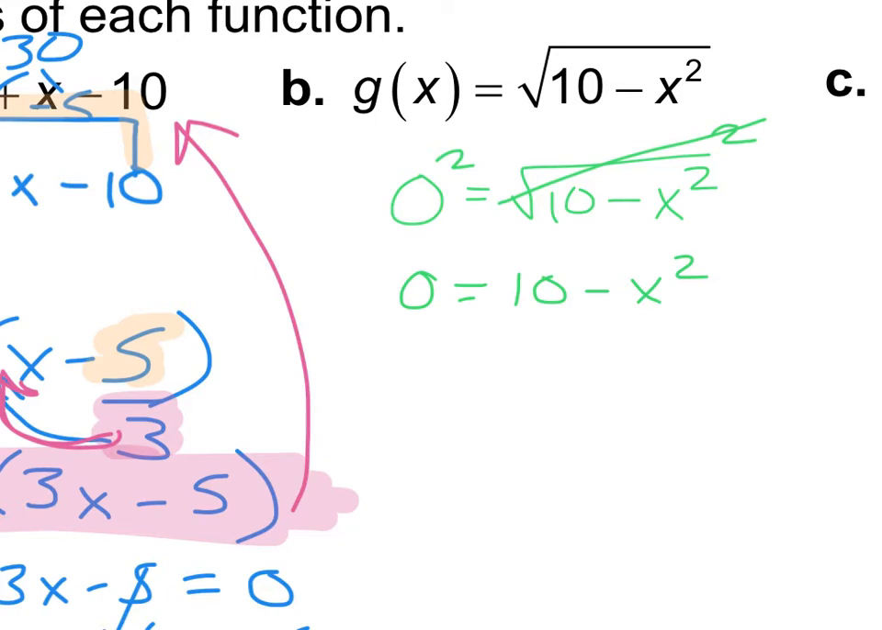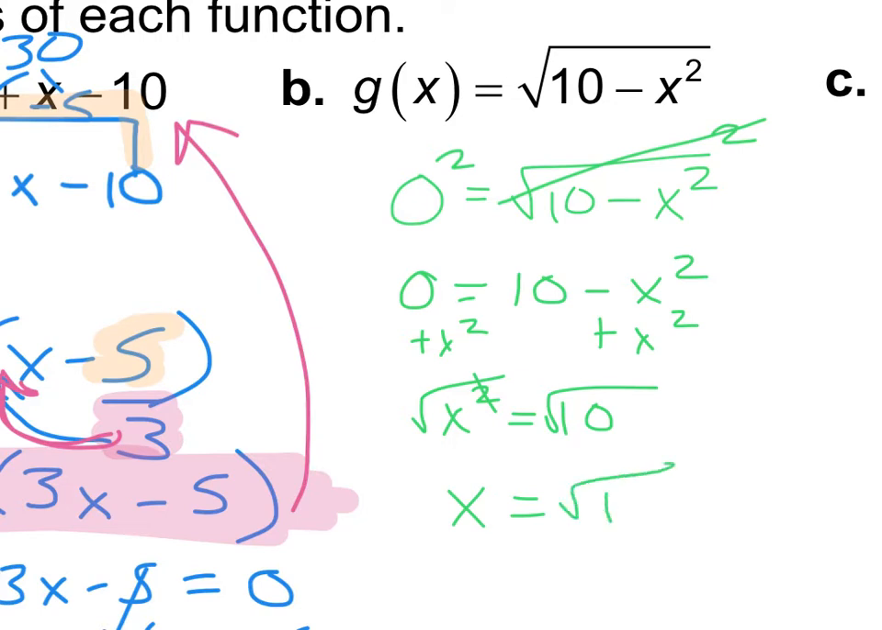To get x all by itself, I'm going to add x squared to both sides. So we have x squared is equal to 10. And then I just need to take the square root of both sides to get rid of the squared on the x. So I'm left with x is equal to the square root of 10. So our 0 for this is the square root of 10.